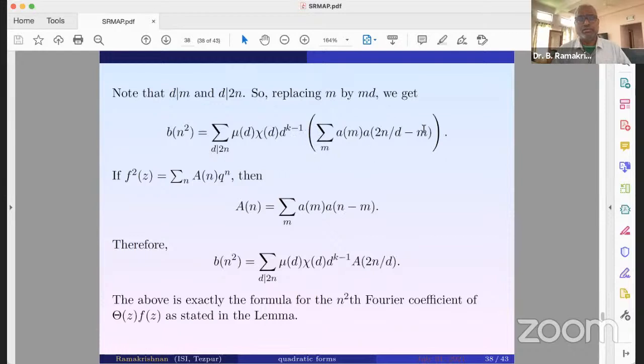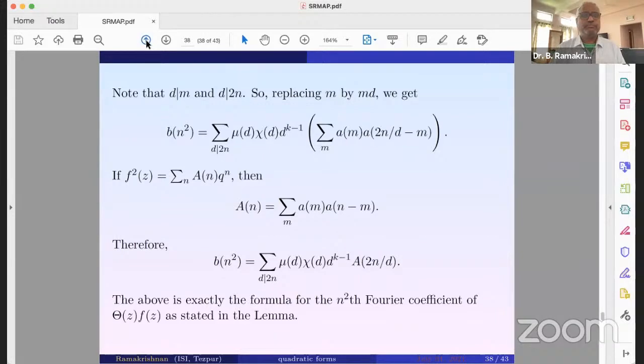This particular combination comes. Now if you look at the f square, the coefficient of f square is A n. So A n is exactly the sum of a of m, a of n minus m. Therefore, this coefficient is exactly A of 2n by d. Therefore, you can write b of n square as summation mu d chi of d d power k minus 1 A of 2n by d. So this is exactly the formula for the n square coefficient as stated in the lemma. Okay, where only chi of d appears, and 2n by d varies over integers. So this is the proof of the lemma.